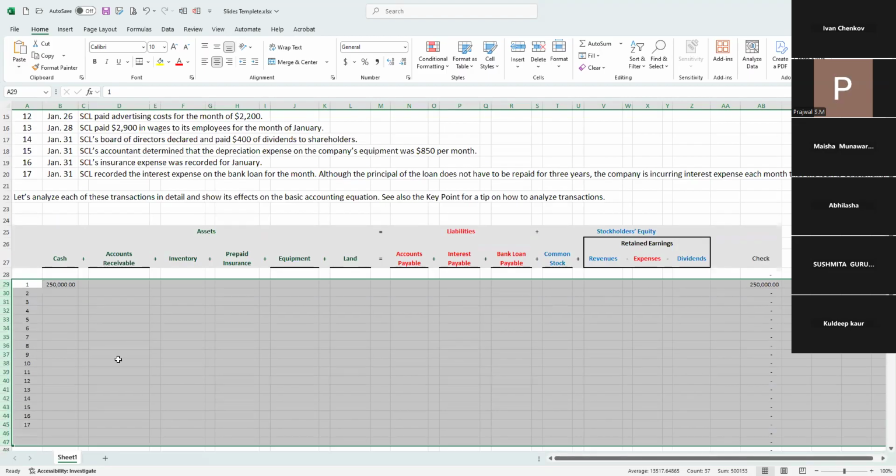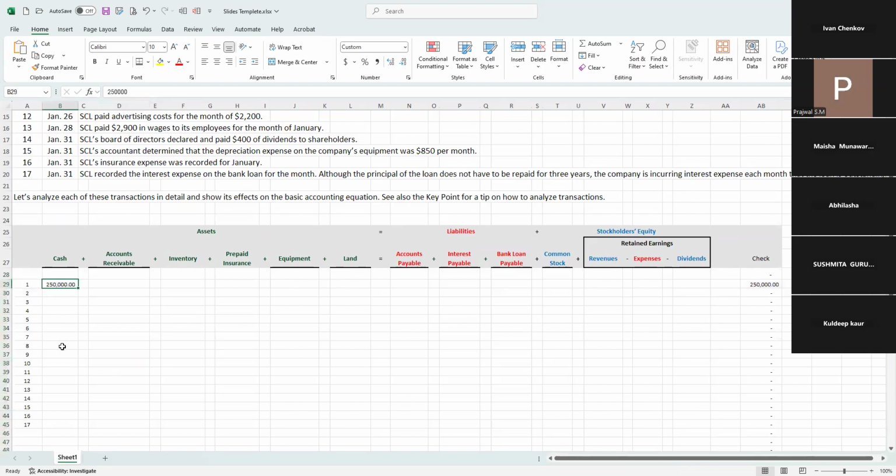So the company gets $250,000 cash. Is there any accounts receivable? Do we have to get money from the clients? No. Inventory? No. Prepaid insurance? No. Equipment? No. Land? No. Do we have to pay somebody? Not yet. Did we have to pay interest? No. Bank loan? No.